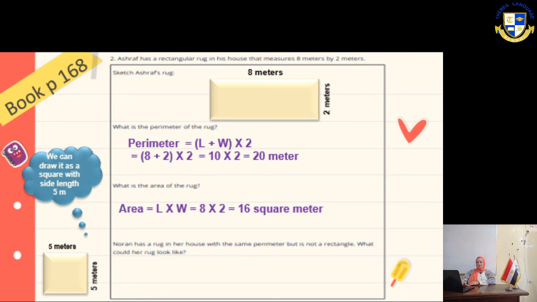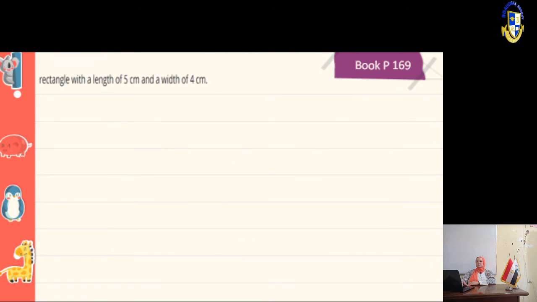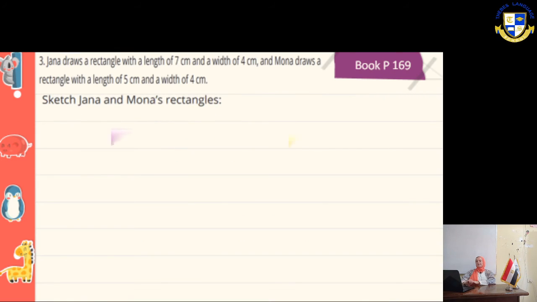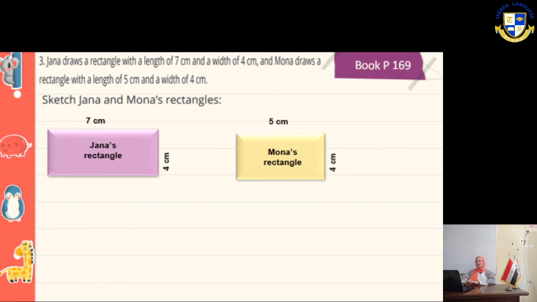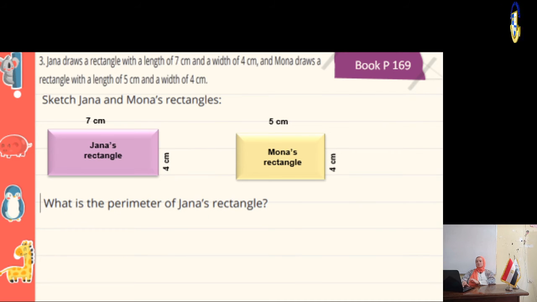Okay, in the next page, book page 169, Jana draws a rectangle with length 7 and width 4. Mona draws a rectangle with length 5 and width 4. Sketch Jana and Mona's rectangle. We are going to draw a rectangle. The first one with length 7 and width 4, and the second one will be length 5 and the width will be 4.